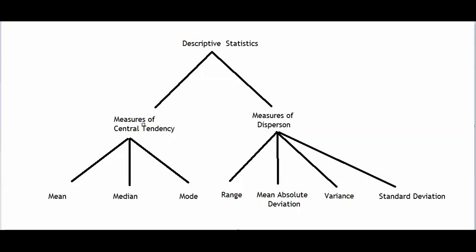The three measures of central tendency that we'll talk about are the mean, median, and mode. The four types of measures of dispersion that we'll talk about are the range, mean absolute deviation, variance, and standard deviation.